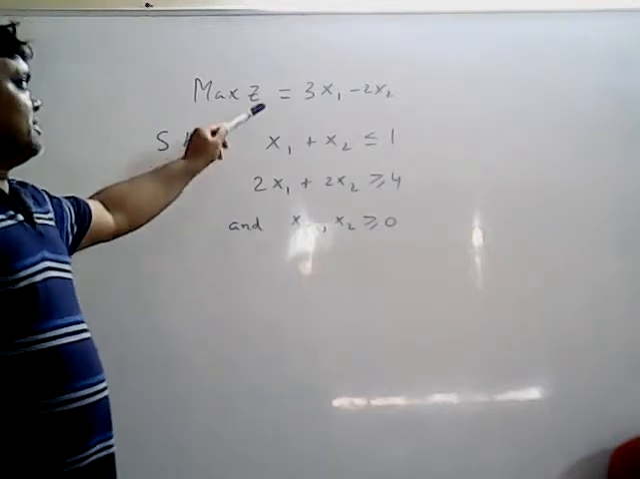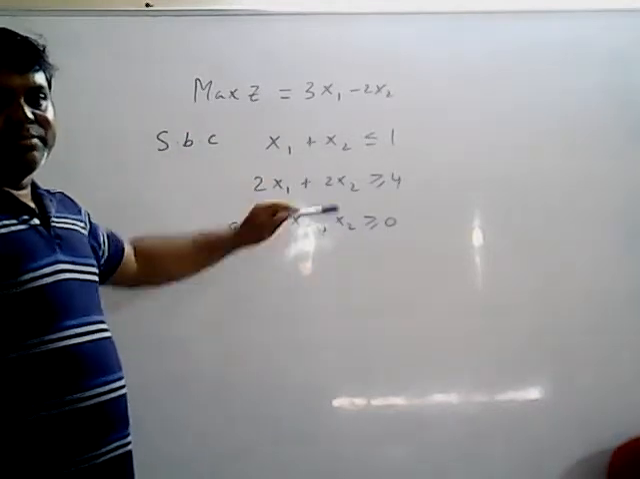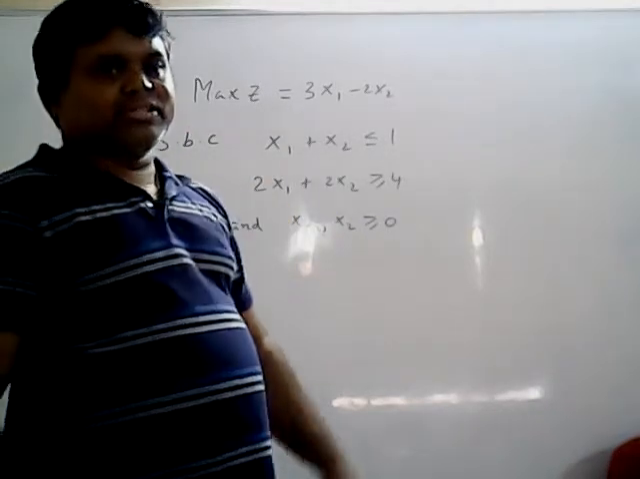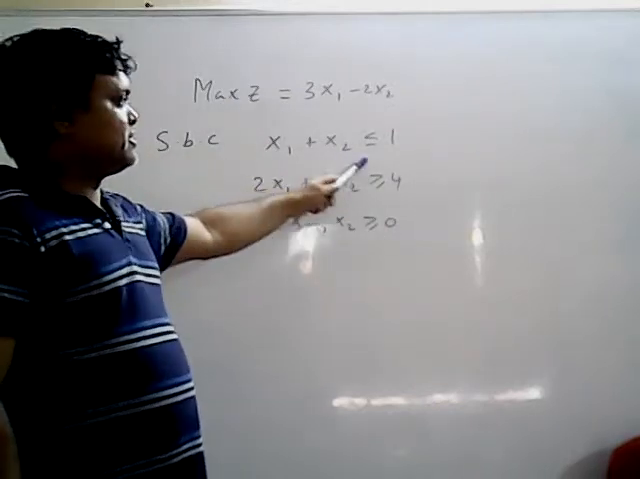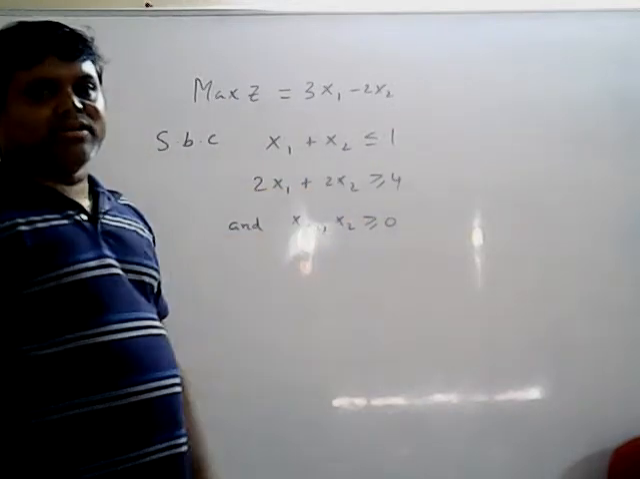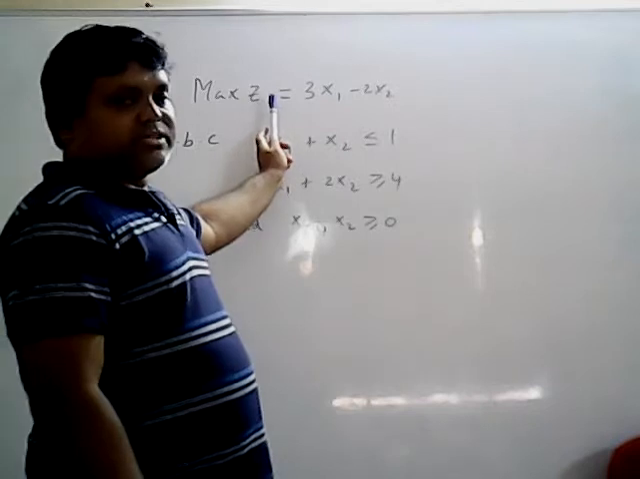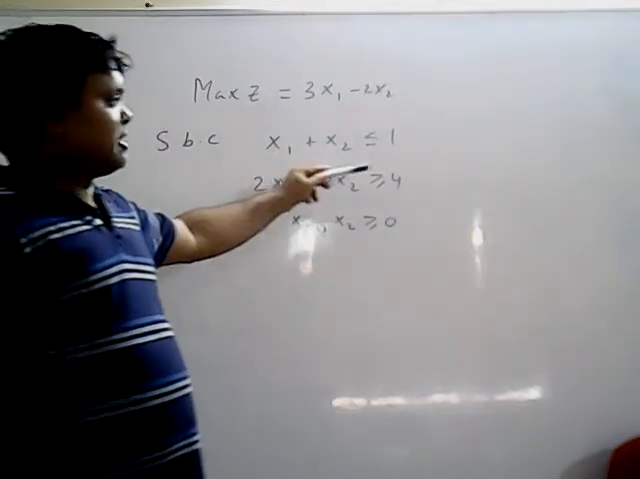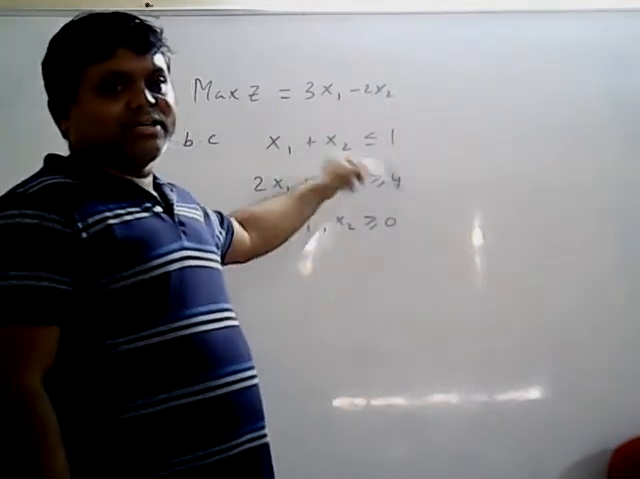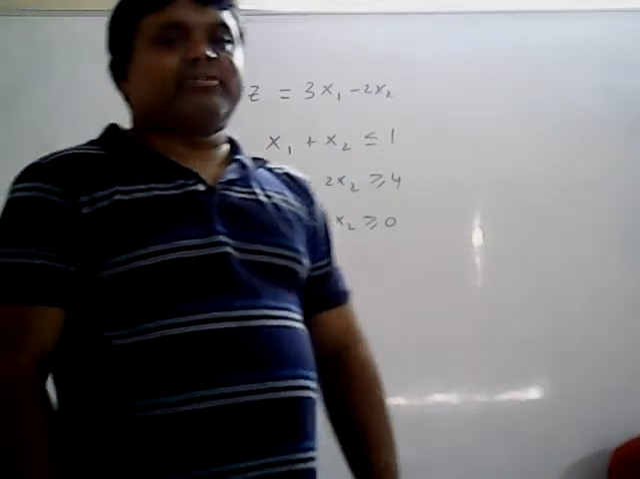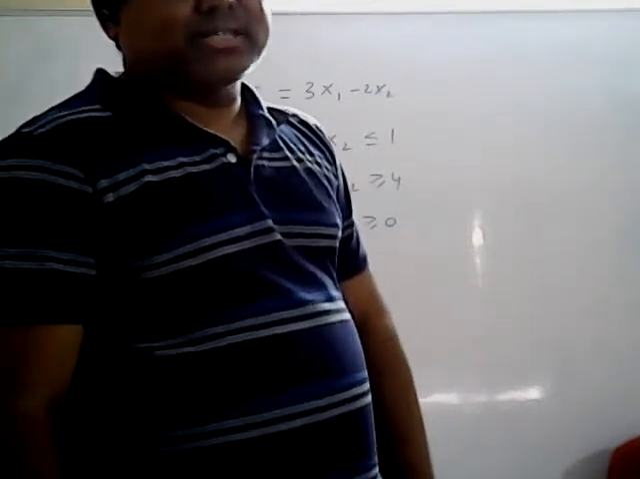Step number 3 is to change the LPP into standard form. Standard form means the objective function is maximization, constraints are equality type, and decision variables are non-negative. Already the objective function is maximization type. The only thing is how to convert these inequalities into equalities. By introducing slack and or surplus variables.